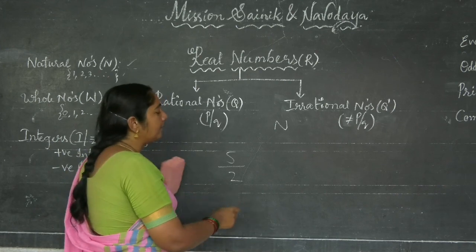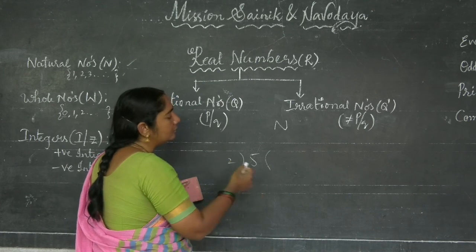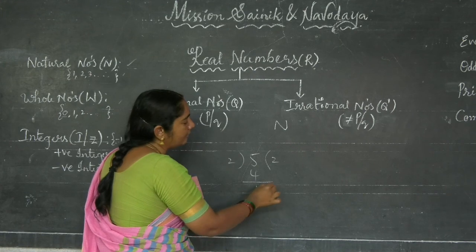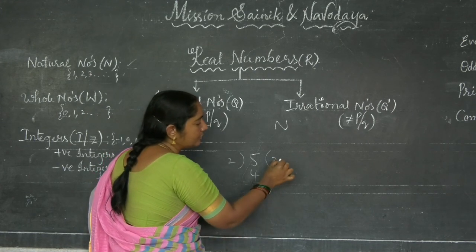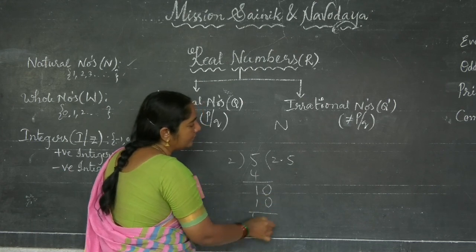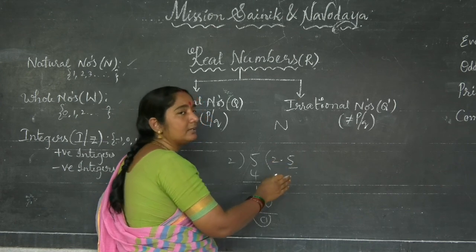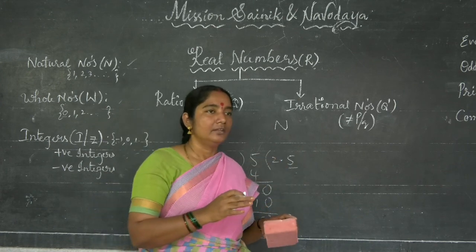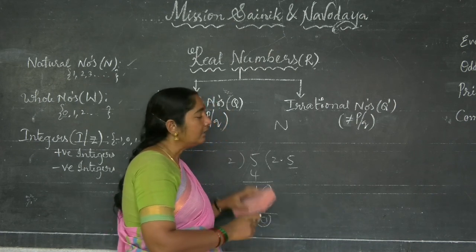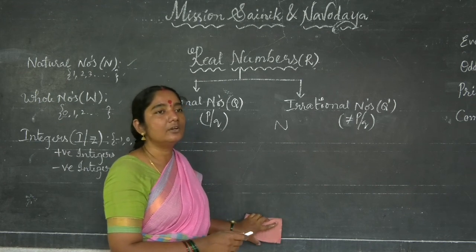Terminating means, for example, if you are dividing 5 by 2. 2 2's are 4, the remainder is 1. Now you put a 0 because you are putting a decimal point here. 2 5's are 10, so the remainder is 0. That means the number 2.5 stopped here. That is called terminating, because we got the remainder 0. Such a number we call a terminating number.